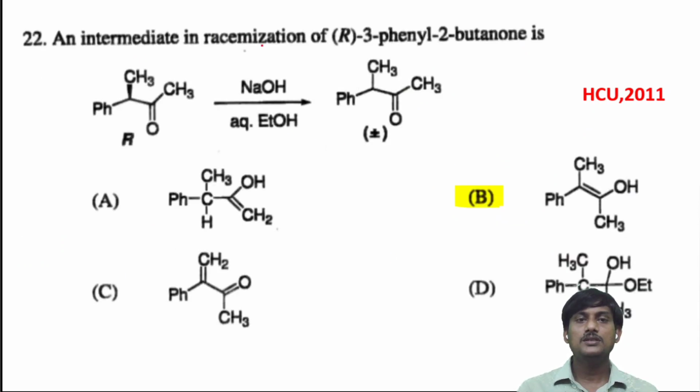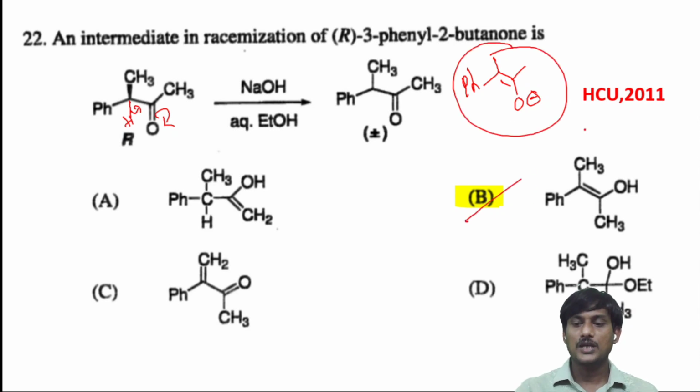The intermediate in the racemization of R-3-methyl-2-butanone is here a keto-enol tautomerization. Here we have a proton. This proton participates in keto-enol tautomerization, and here there is a formation of enolate in presence of base. So here you have CH3 and CH3. This is the enolate which will be generated in presence of base. So when you treat with ethyl alcohol, again there is an addition. So we will get a racemic mixture due to formation of this intermediate. So this is the correct option.